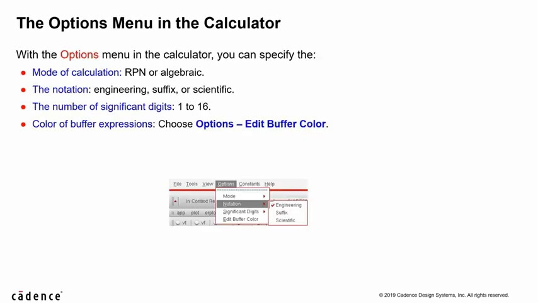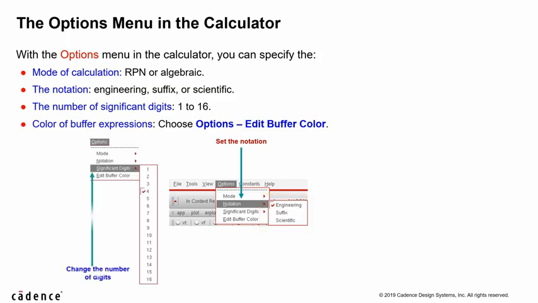On your screen here, you can see the Options menu, which is accessible from the Calculator tool. You can use this to access different numeric display options. You can use the Mode submenu to set the mode of calculation. You can set the notation to engineering, suffix, or scientific using the Notation submenu. You can change the number of significant digits, setting it from 1 to 16.